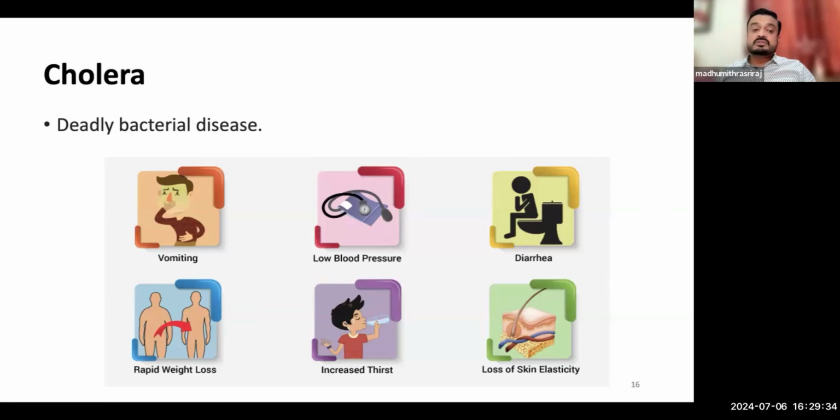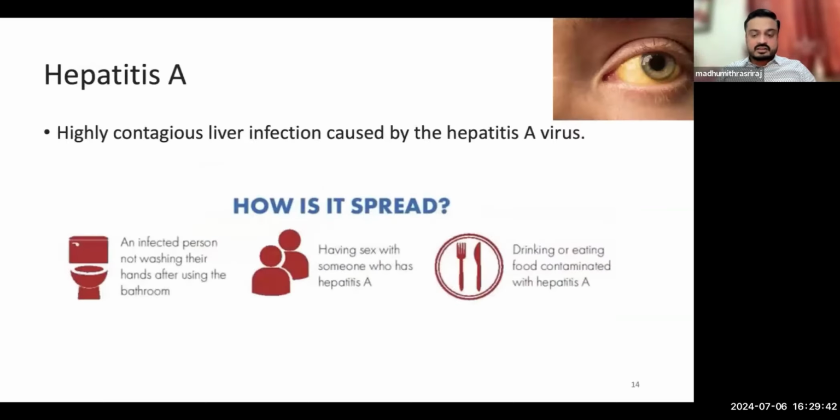And because of so much dehydration, they might present with rapid weight loss, which is very devastating for patients. One of the common conditions used to be hepatitis A, although it has reduced in recent years, probably because of improved lifestyle, improved hand washing practices maybe. But it's still a condition to watch for.